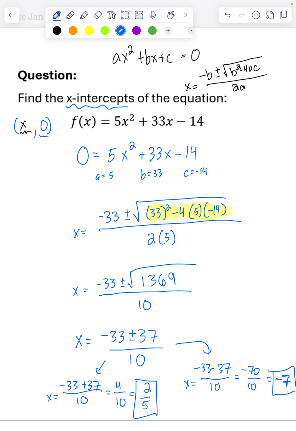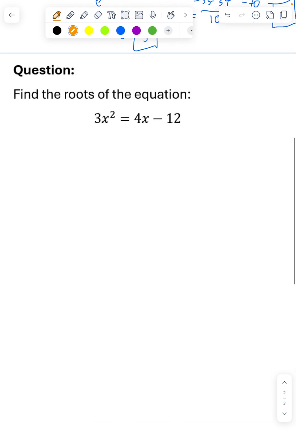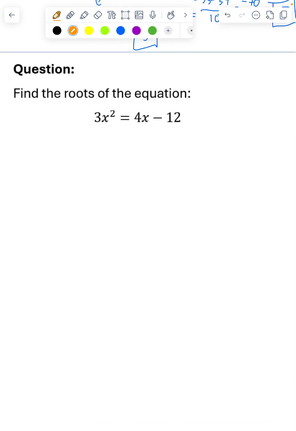All right, let's look at another one that adds in one little extra piece. So this next one, you'll notice, says find the roots. Roots just means solutions. Find the solutions, or solve.